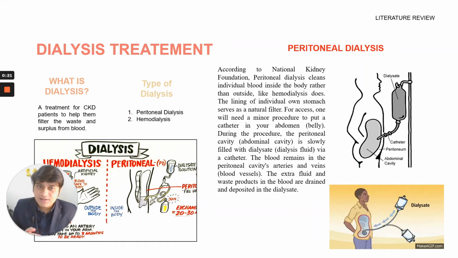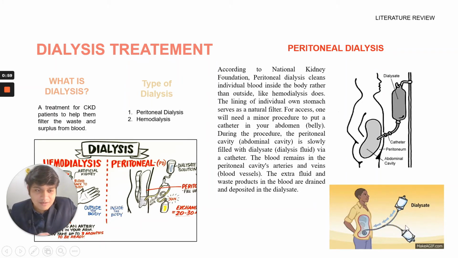Peritoneal dialysis. According to the National Kidney Foundation, peritoneal dialysis cleans the individual's blood inside the body rather than outside of the body. The lining of the individual's own stomach serves as a natural filter. For access, one will need a minor procedure to put a catheter in the abdomen. During the procedure, the peritoneal cavity is slowly filled with dialysate, which is dialysis fluid, via a catheter. The blood remains in the arteries and veins. The extra fluids and waste products in the blood are drained and deposited in the dialysate.